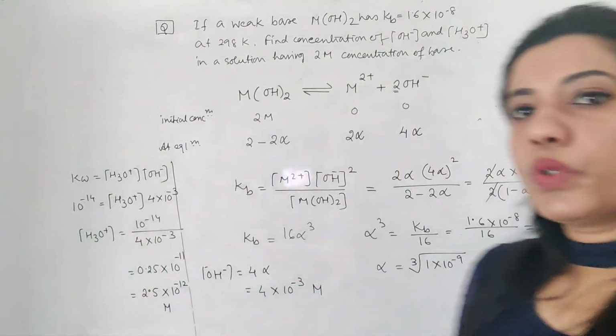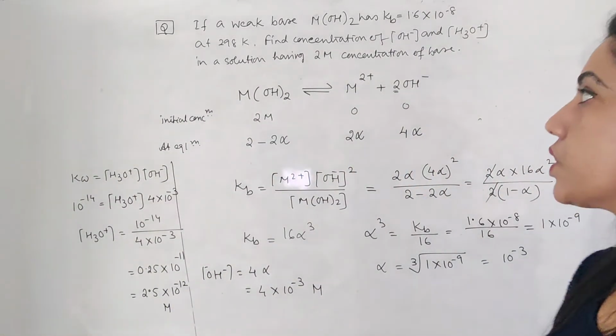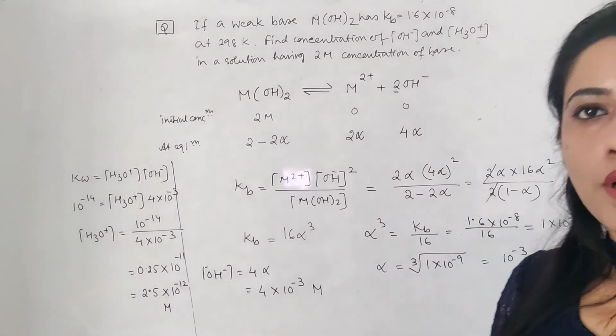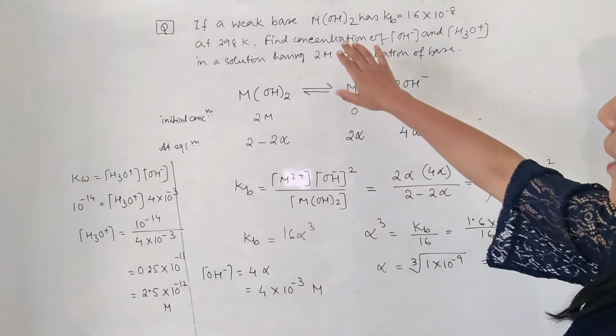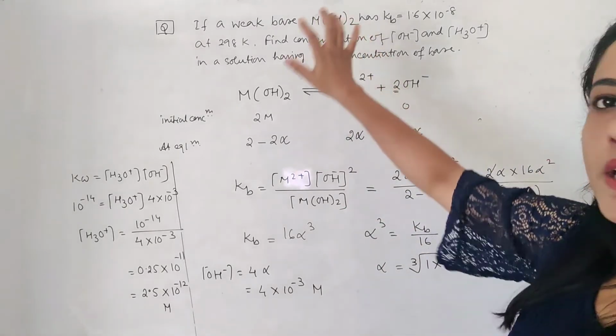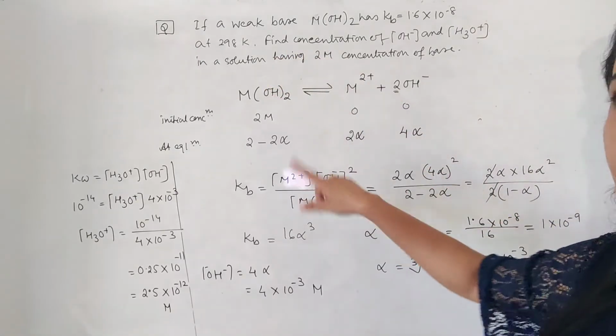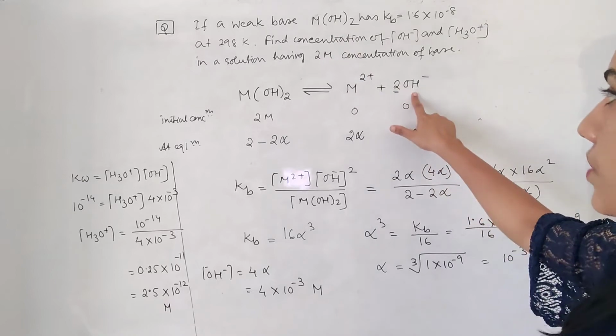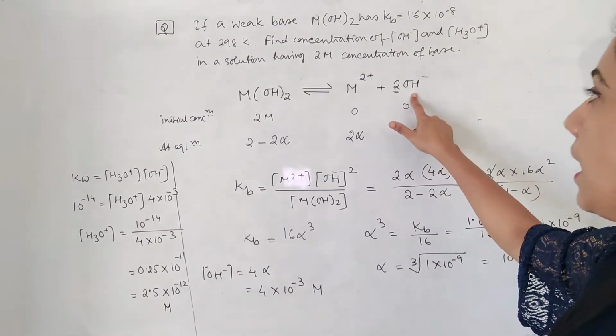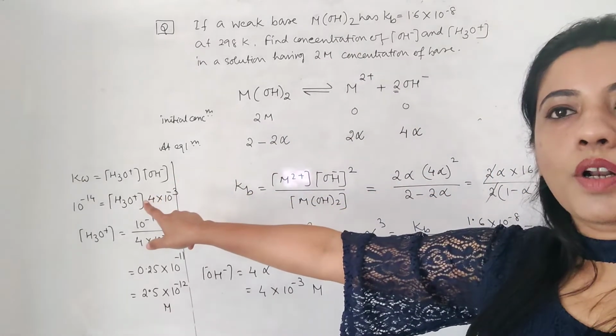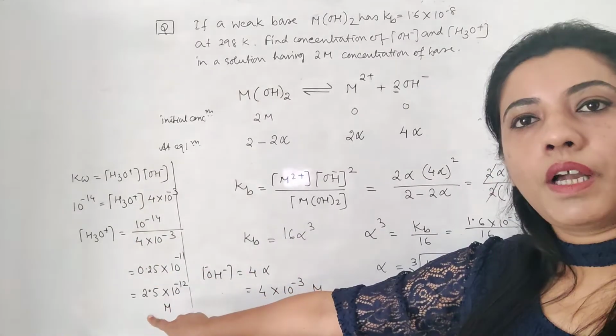So children, we have to do the numericals based on the ionic product of water this way. If any electrolyte is given, whether it is a base or a weak acid, you can get the concentration of one of the components. If it is a weak base, you can get the concentration of OH minus from here, and then you have to use the ionic product of water to get the concentration of the other component.